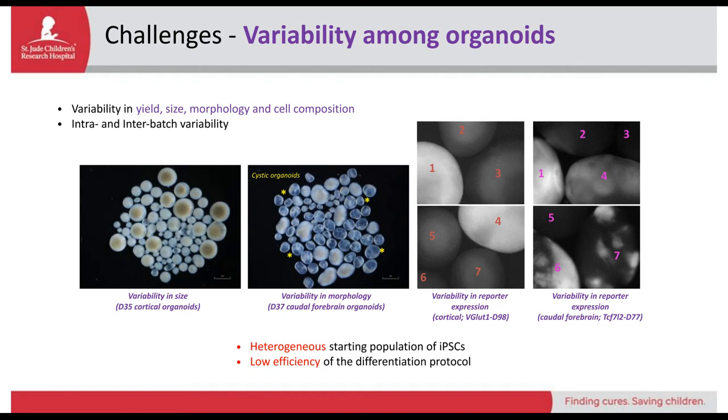The second reason could be low efficiency of the differentiation protocol. Whatever morphogens, signaling molecules, cytokines and inhibitors you're adding to the media, if their efficiency in influencing cell fate specification and differentiation is not complete, then that can also lead to a lot of variability, depending on how many cells or which cells are getting exposed to the morphogens and which cells are able to actually respond to the morphogens.